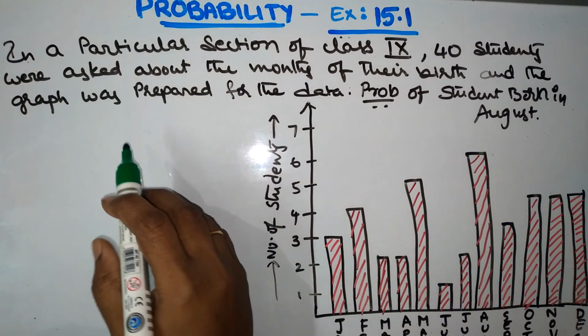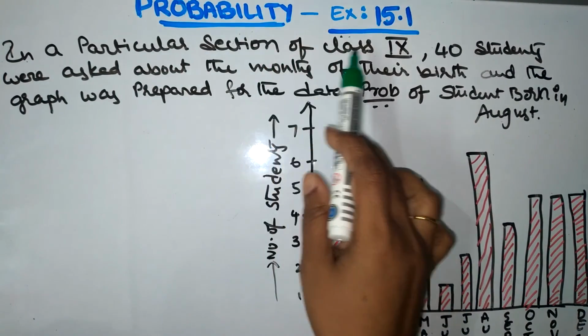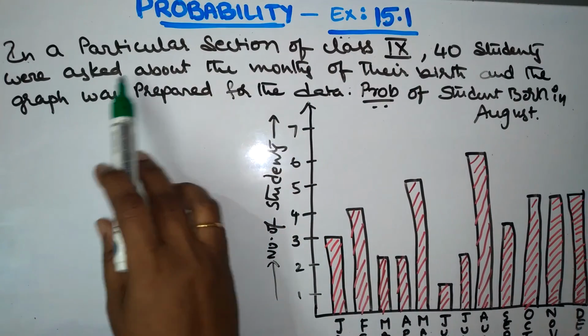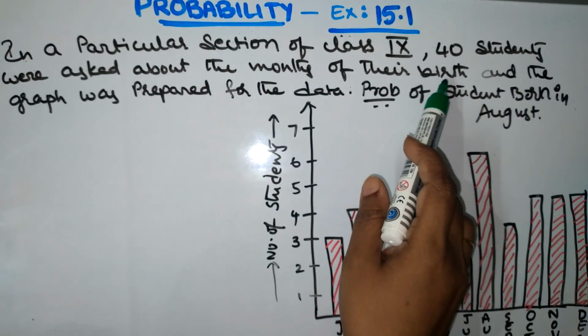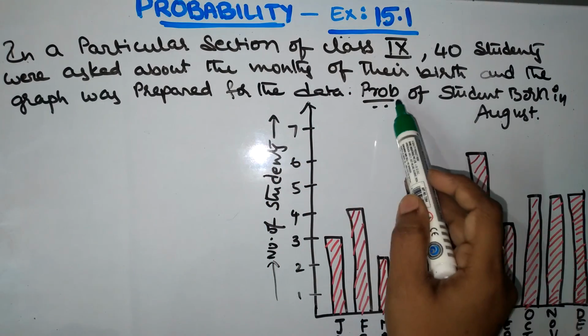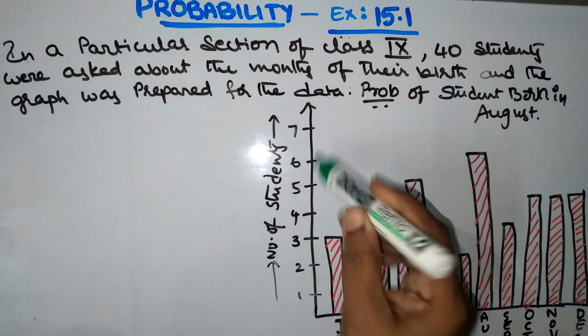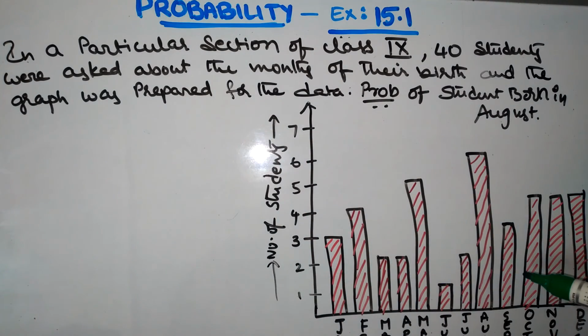So let us see the third problem. In a particular section of class 9, 40 students were asked about the months of their birth, and the graph was prepared for the data. Find the probability of a student born in August.